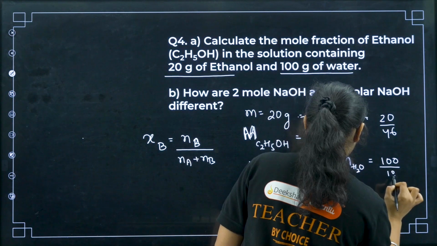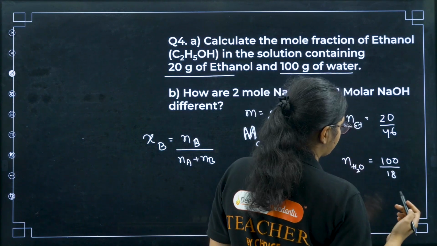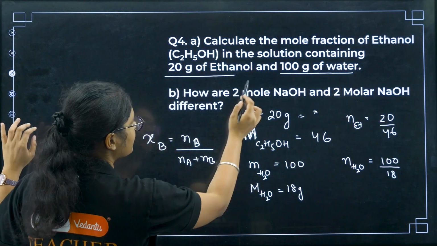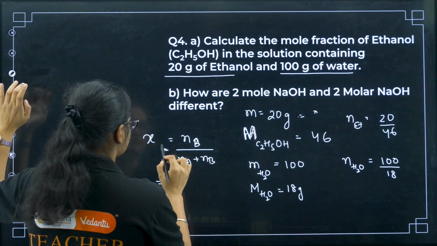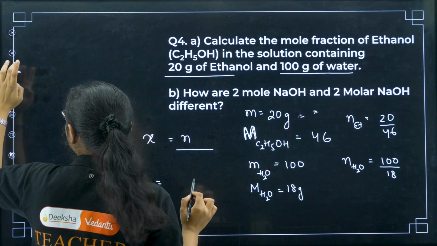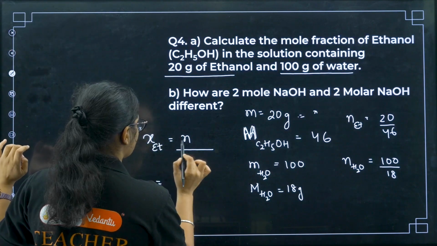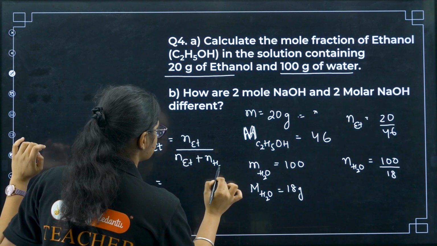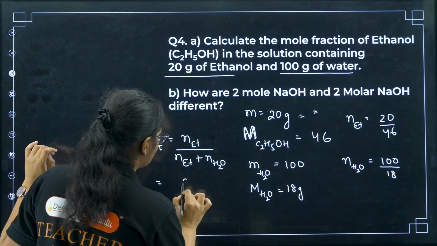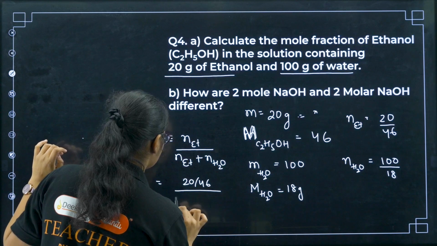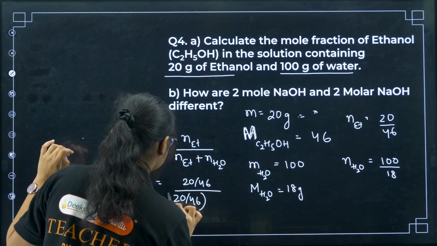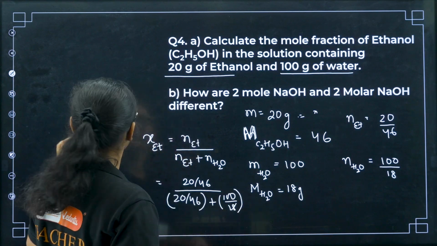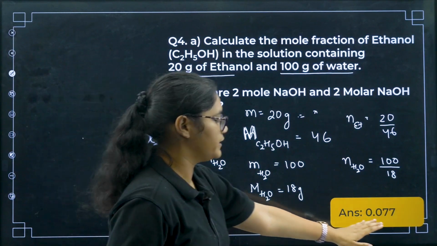100 by 18. Okay, now if I want to calculate the mole fraction of ethanol, so if I just substitute this correctly, then mole fraction of ethanol is equal to number of moles of ethanol by number of moles of ethanol plus number of moles of water. So that will give me 20 by 46, whole divided by 20 by 46 plus 100 by 18. If I solve this, I will be getting around 0.077.